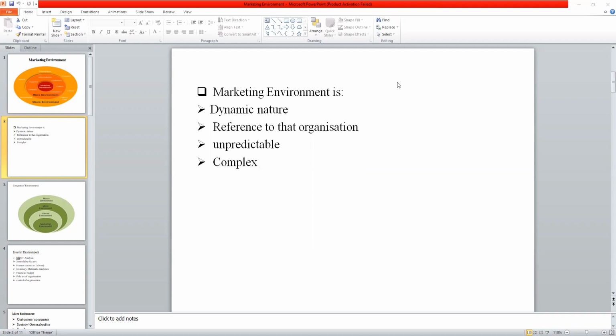Now, the marketing environment is unpredictable. Suddenly, the government can change the rules and regulations. This affects the marketing environment. There may be natural calamities, which again affect the functioning of the marketing environment. So the marketing environment is not at all predictable. One cannot assume and move ahead.